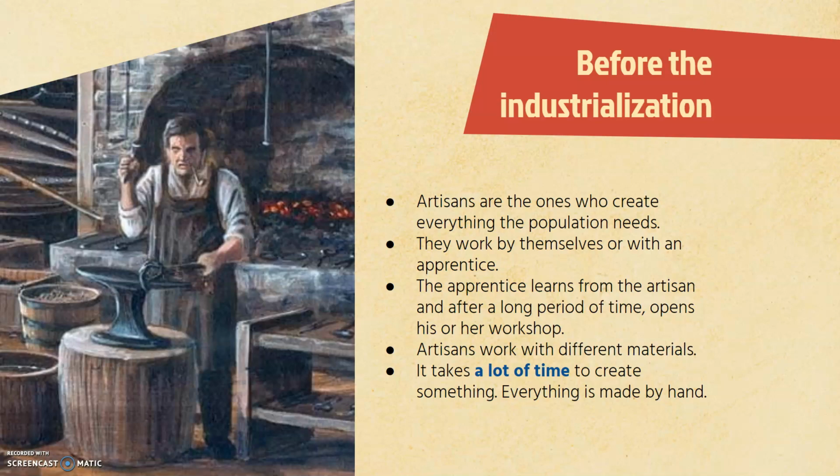The apprentice learns from the artisan and after a long period of time opens his or her workshop. Donc, normalement, l'artisan travaille avec l'apprenti et l'apprenti, lorsqu'il a fini d'apprendre, il ouvre son propre atelier. So, in this case, the apprentice is always with the artisan and both work together. When the apprentice finished learning, they finally can open their own workshop.